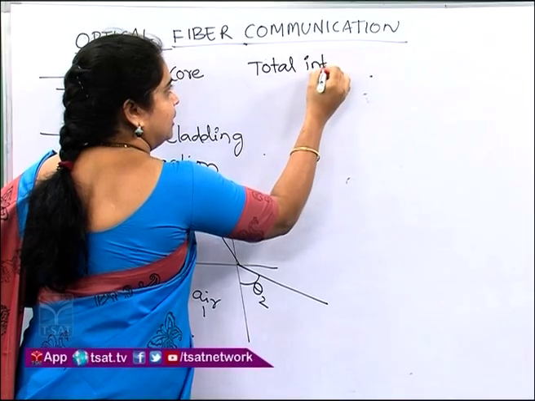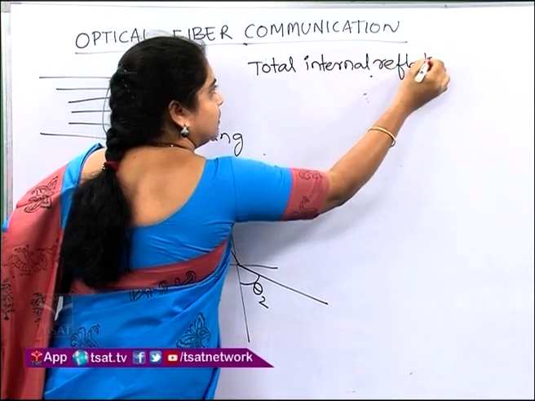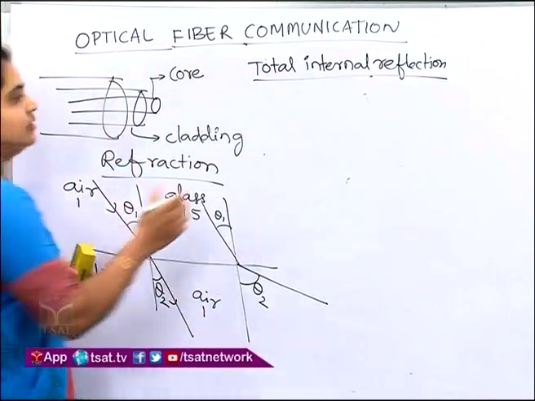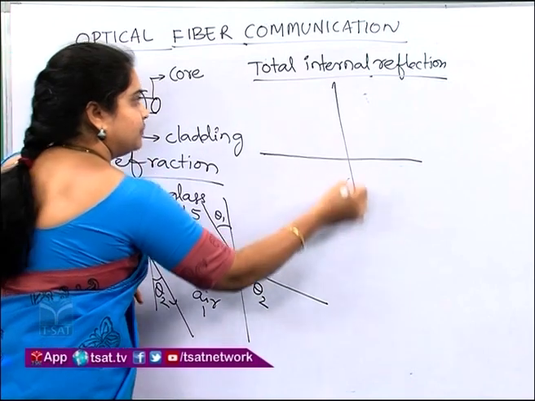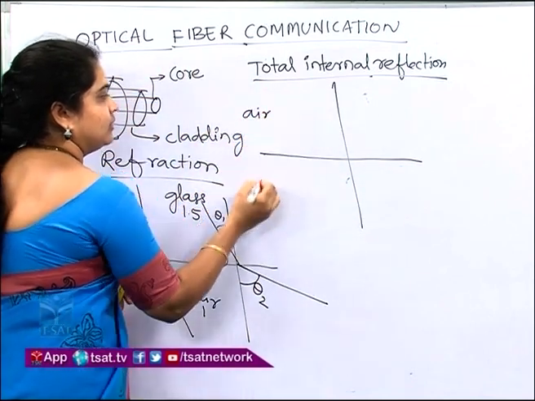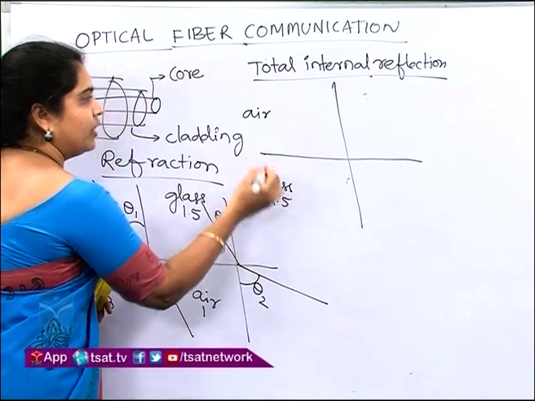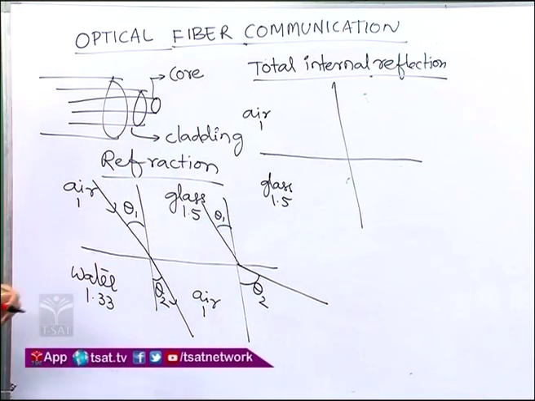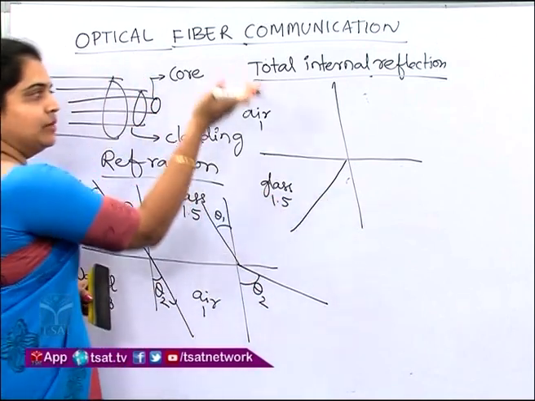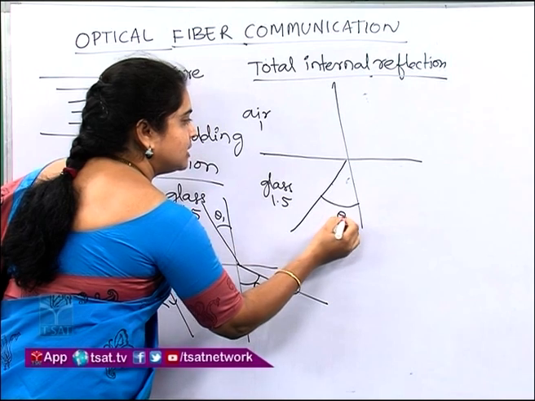Total internal reflection. I am taking the second case in refraction. This is a boundary and a normal, and it is air and glass, and the refractive indices are 1.5 and 1. Now the light is travelling from the denser medium to the rarer medium. Now, this is the angle of incidence theta 1.